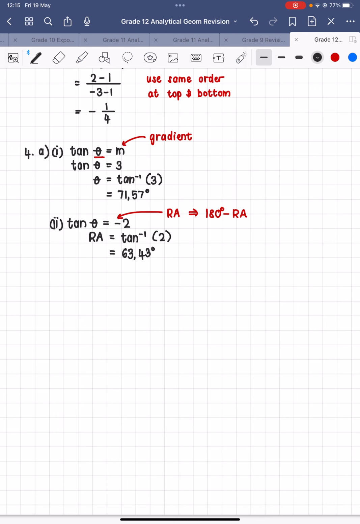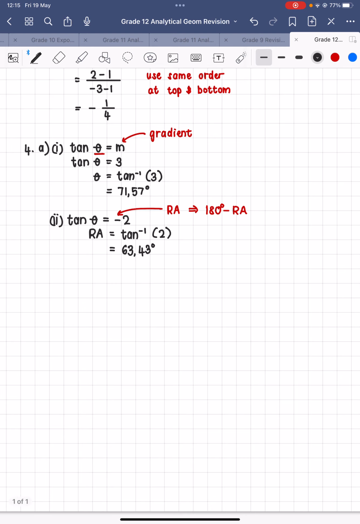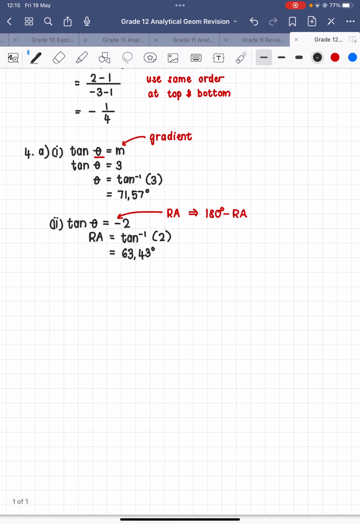But that is not theta, guys. That is our reference angle. To get theta, we are now going to have to say 180 minus 63,43 degrees, and we will get the answer of 116,57.